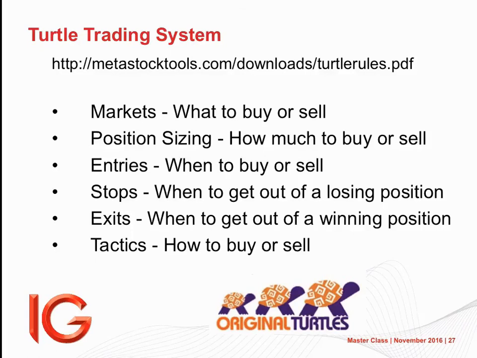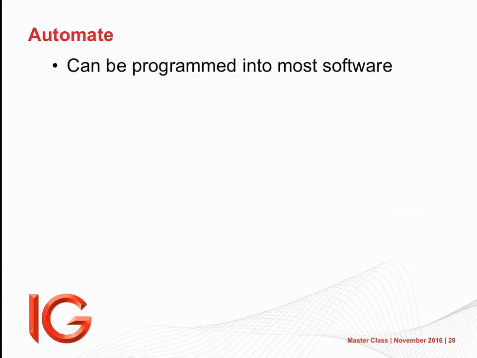It works. It's real. There's a link. The beauty of it is that it can be programmed into almost anything. You can automate it. So if you've got AmiBroker, you can get the AFL code for it. If you've got MetaStock, you can get the code for it. You can program it into IG's ProOrder system as well.